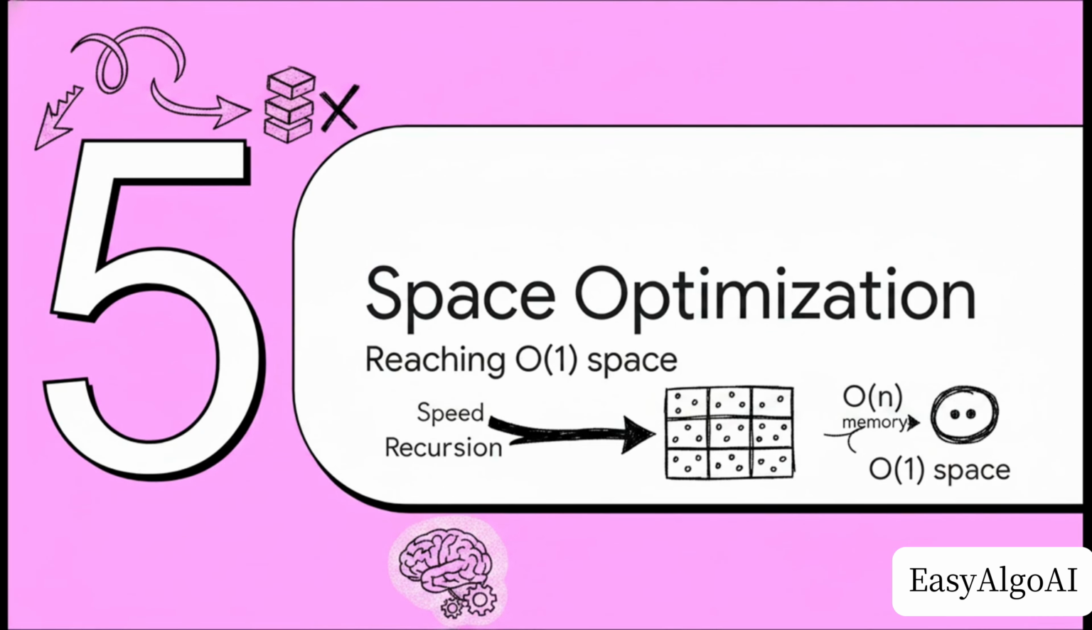Next up, Section 5, the ultimate space optimization, reaching O(1) space. We made it fast with O(n) time, we removed the recursive stack, but hold on. Our DP array is still using O(n) memory space to store the answer for every single step. Time for our final optimization.